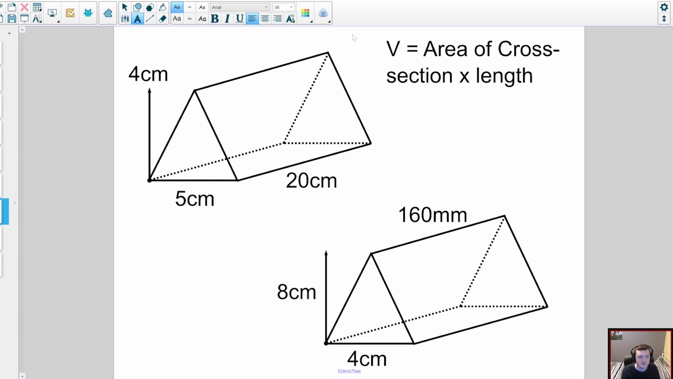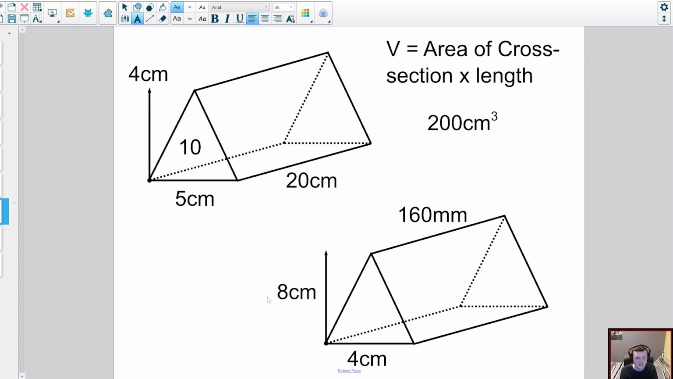Okay, so for the first one, I've given you all the same measurements, which are not too bad. 4 times 5 is 20, half it is 10. So the area of this triangle is 10. 10 times 20 is 200. So the volume of this prism is 200 centimeters cubed.